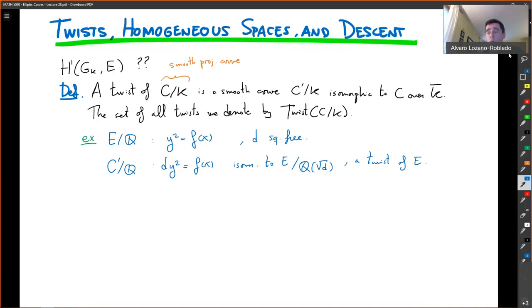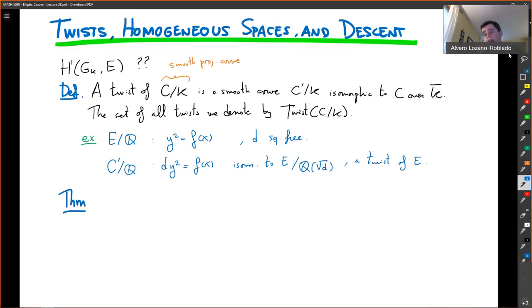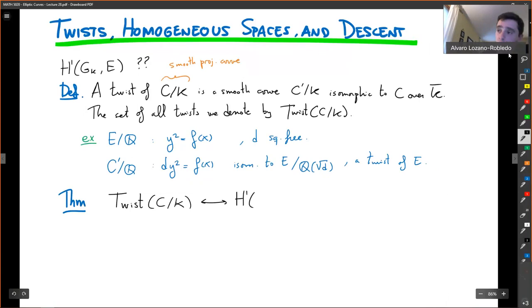Now it turns out that, let me state this now as a theorem. I don't have time to prove all these theorems about twisting and homogeneous spaces, unfortunately. But the key is that the set of all twists of a curve turns out to be in bijective correspondence with H1 of G_K, isomorphisms of C. So all the possible isomorphisms from C to C over K bar, it turns out that these two are in bijection. Let me show you how this bijection works. I'm not going to prove that there's a bijection, but here is how it works.